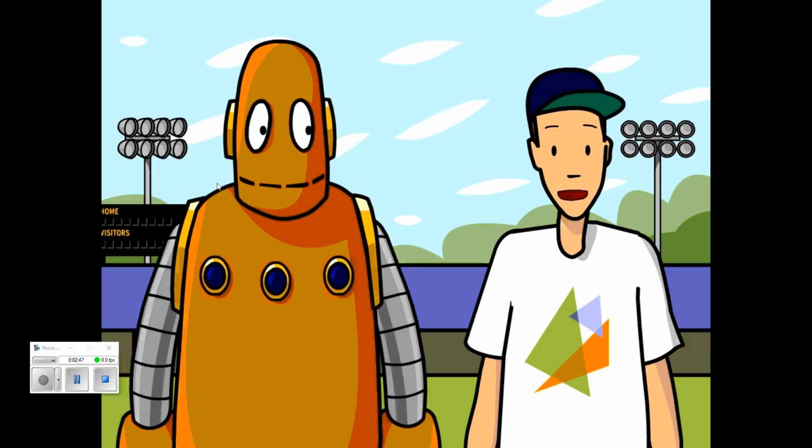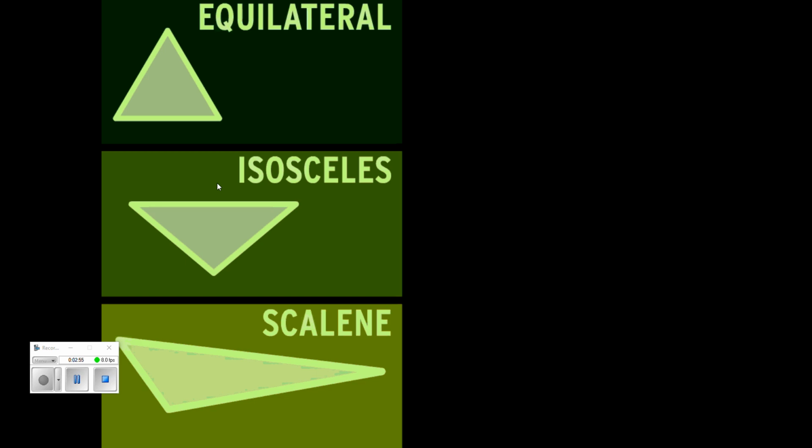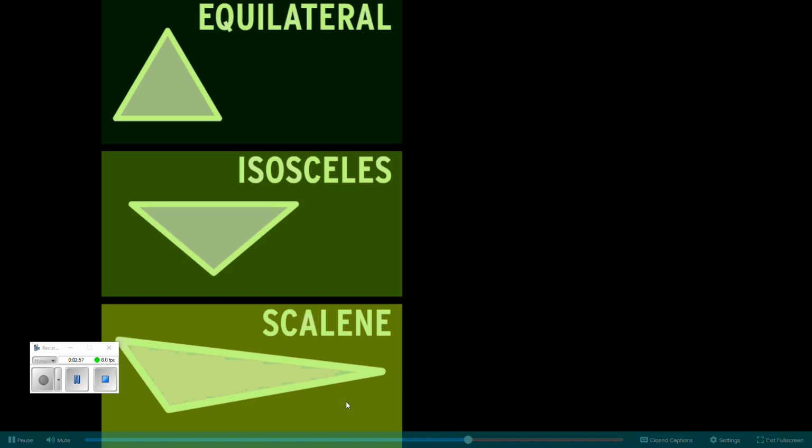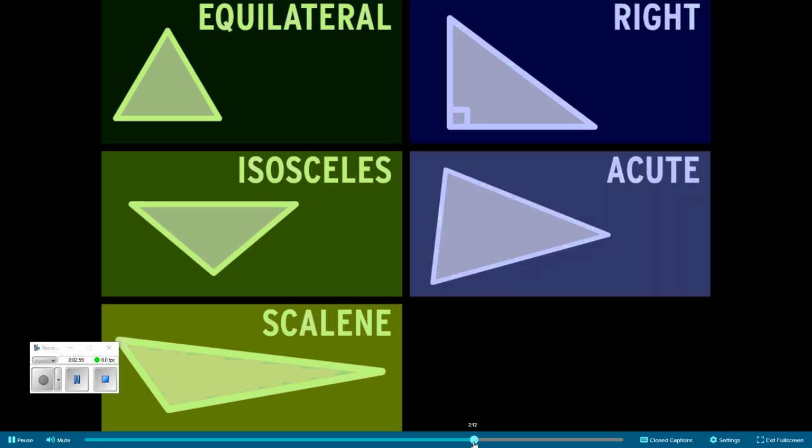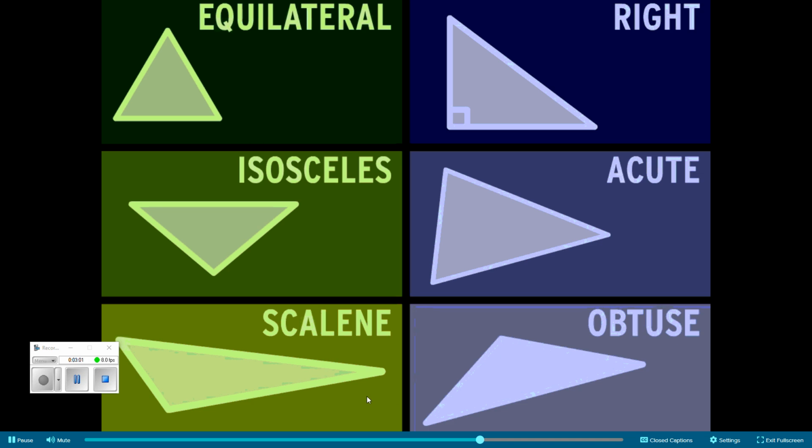So we've got 6 types of triangles. Those that are classified by comparing their sides, equilateral, isosceles, and scalene triangles, and those that are classified by comparing their angles, right, acute, and obtuse triangles. All right, and that's where we're going to stop.